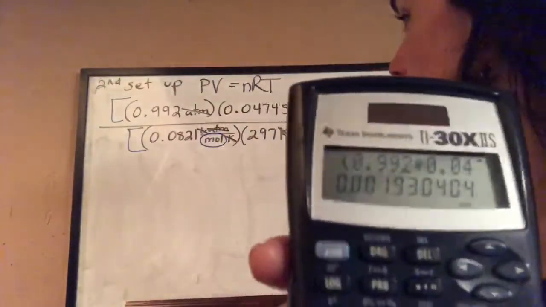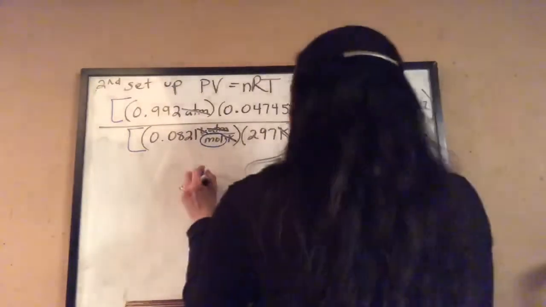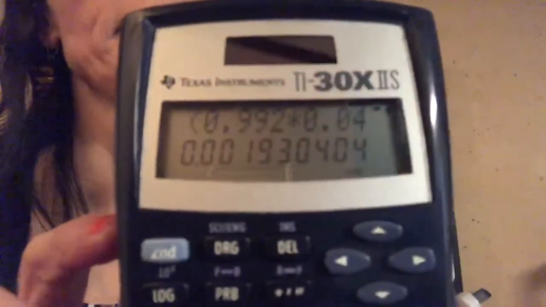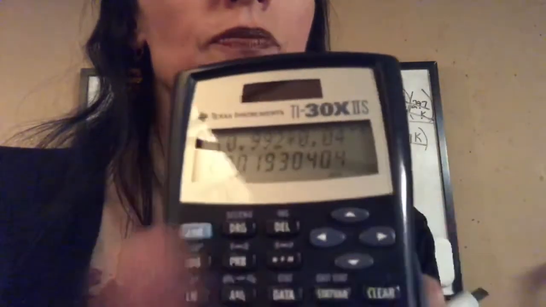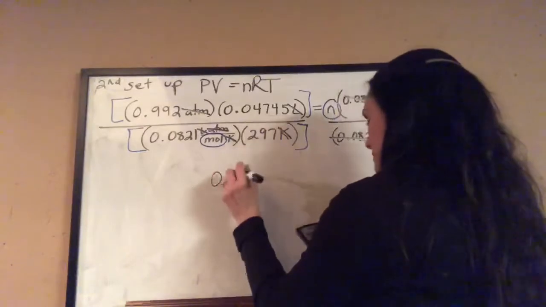All right, and we're going to round that to 3 significant figures. So it's a small number. 0.00193 moles of hydrogen gas. We're going to drop those other digits because they're not significant figures.